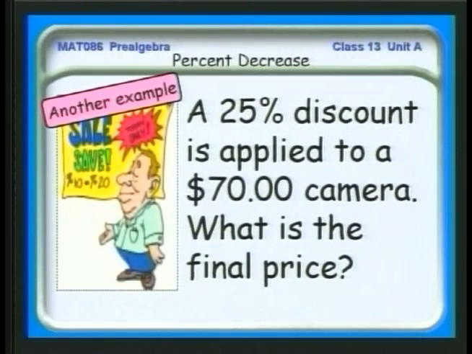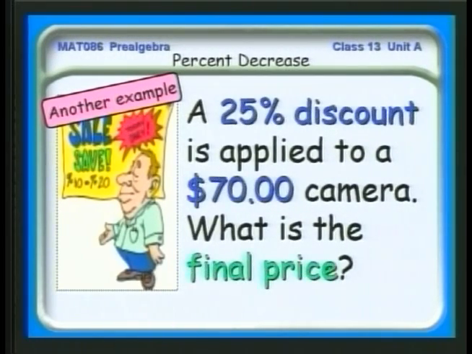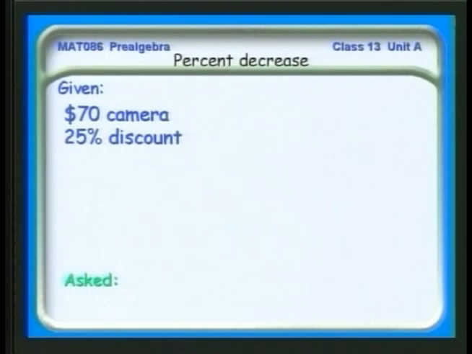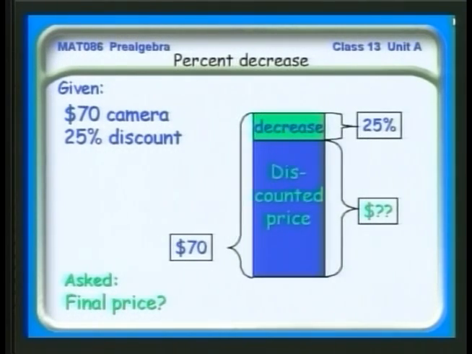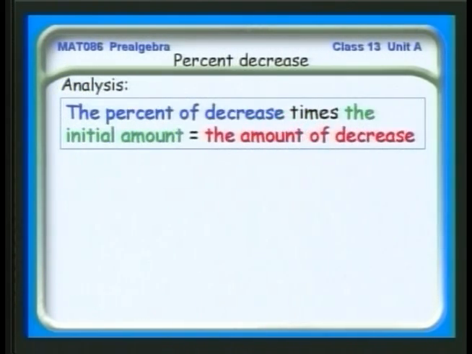A 25% discount applied to a $70 camera. What's the final price? There's the information. Summarizing the information, we have a $70 camera original price at a 25% discount. We would like to know the final price, and here is our diagram. We have the whole thing. We know what the decrease is, the 25%. What we want is the new price, what we're finally done with. We're going to start our analysis here.